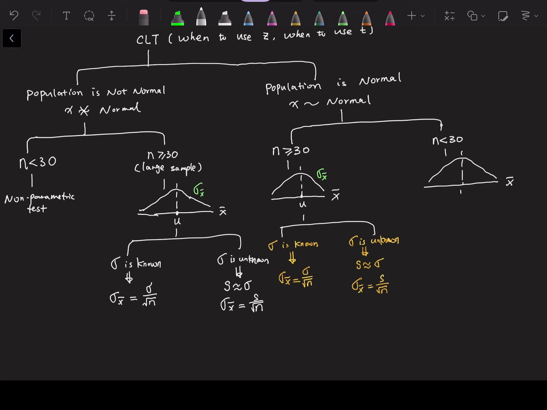With the population mean, the standard error of the sample mean depends on whether you know the population standard deviation.